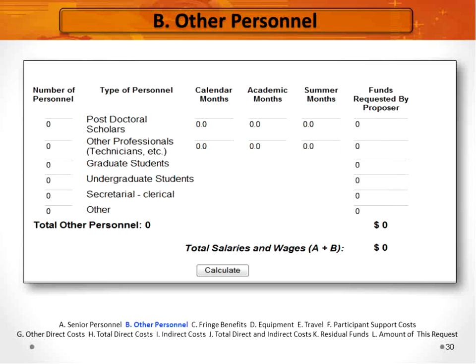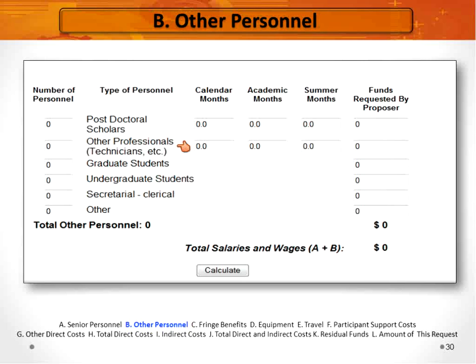Thank you. As you can see from this photo of the actual budget form, the Other Personnel section has several categories that are not likely to be applicable to NSF ATE grants, such as postdoctoral scholars. You may, however, have other personnel, other professionals right here, or perhaps secretarial clerical. Those are 2 categories that you might see on an ATE project.